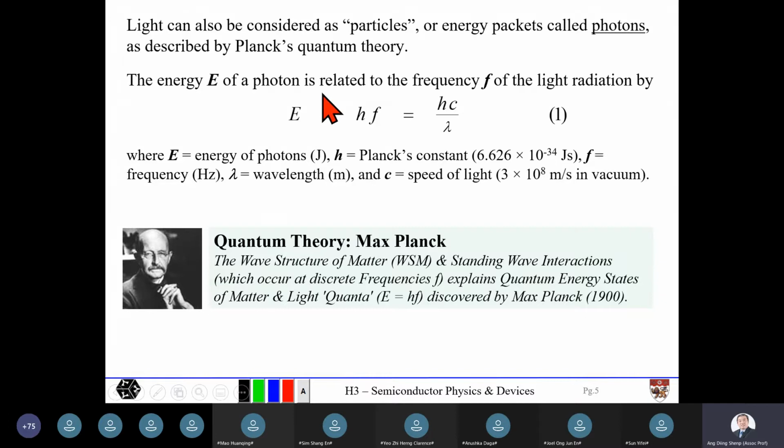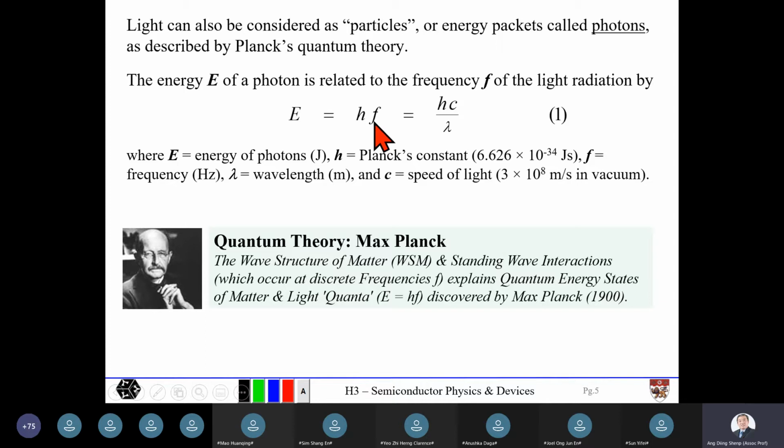Now the particle theory for light is described by a very famous theory called Planck's quantum theory. Essentially, it states that the energy of a photon is related to its frequency f according to this equation, where E is proportional to f, and the constant of proportionality is called Planck's constant, which has a value of 6.626 times 10 to the power minus 34 joule second. This is the standard SI unit for Planck's constant.